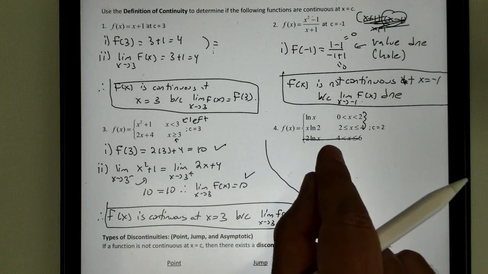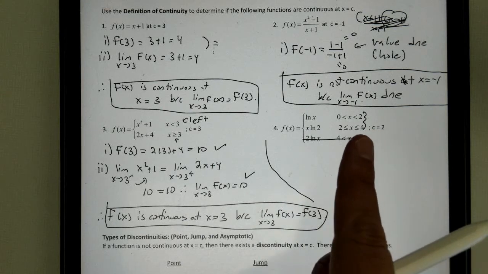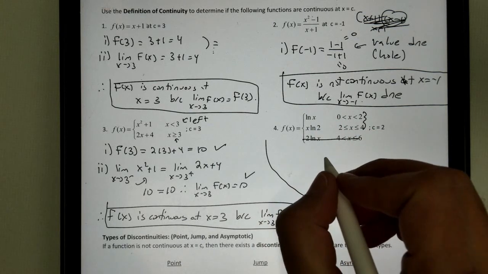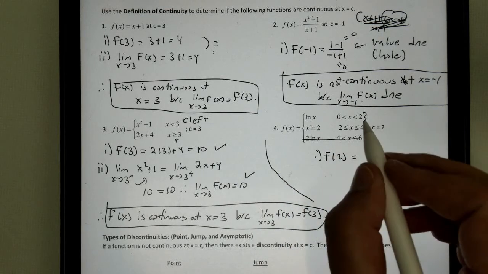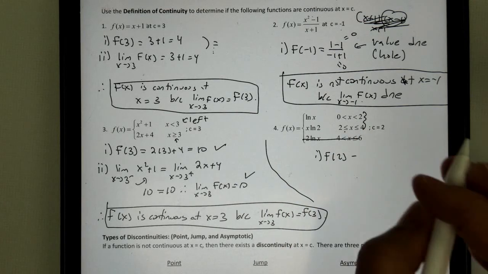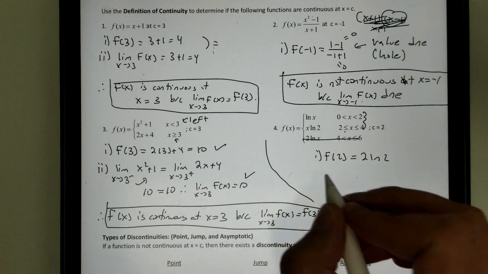We'll talk about something like this later on this week. So I want to find out if this is continuous at 2, same thing. I want to find the value at 2. At 2, which one is the value? Out this bottom one. There's my equal sign. So it's going to be 2 natural log of 2.